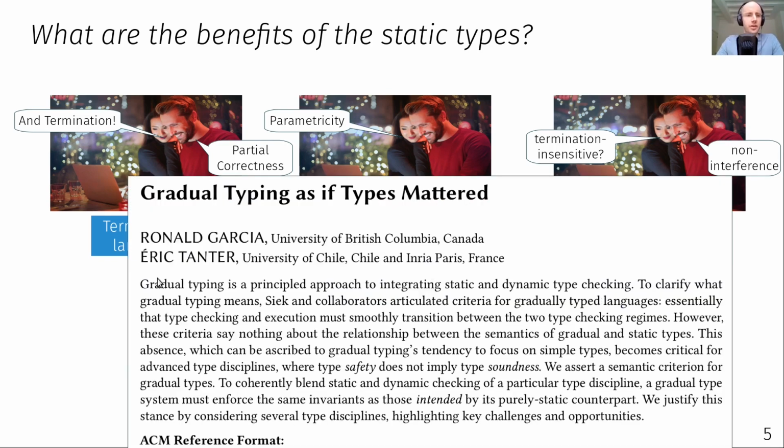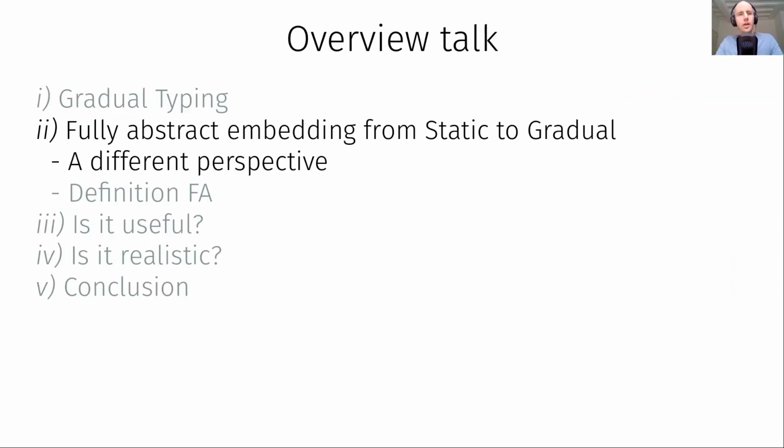And so Ronald and Eric already make this point that if you have a static language and you want to gradualize it, you should be very careful to explicitly denote the intended meaning of the static types that you want to preserve upon your gradualization. Right now, though, we want to take a bit of a different perspective. And this will lead us to the fully abstract embedding criterion.